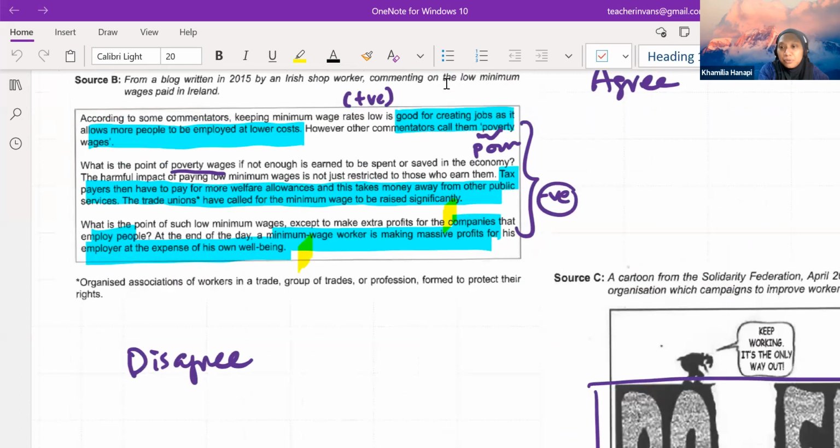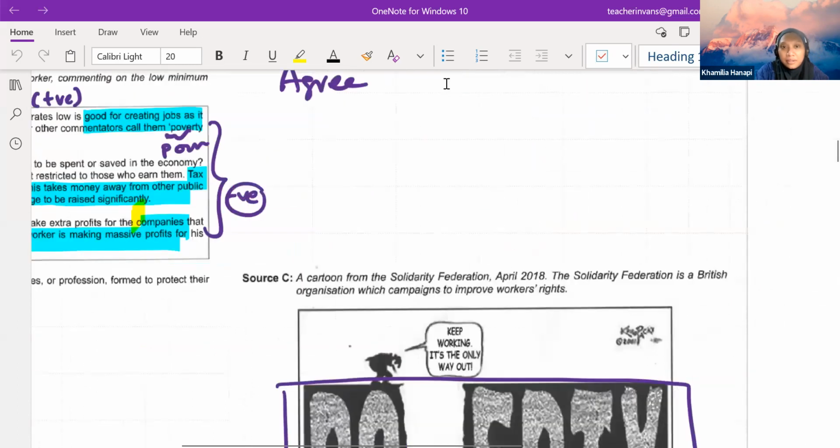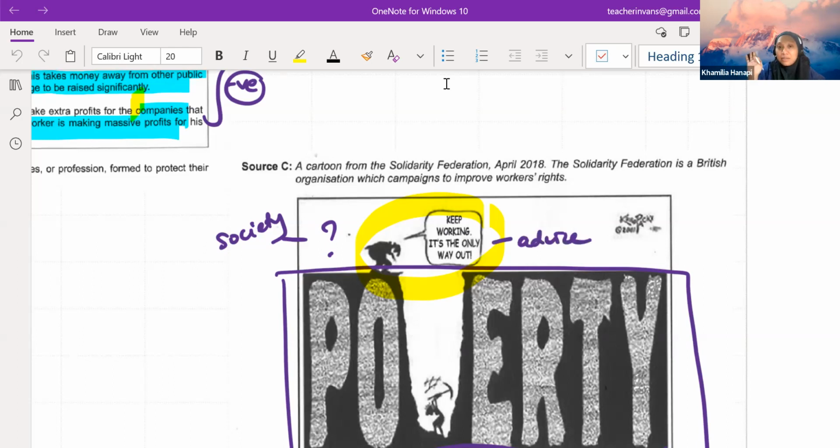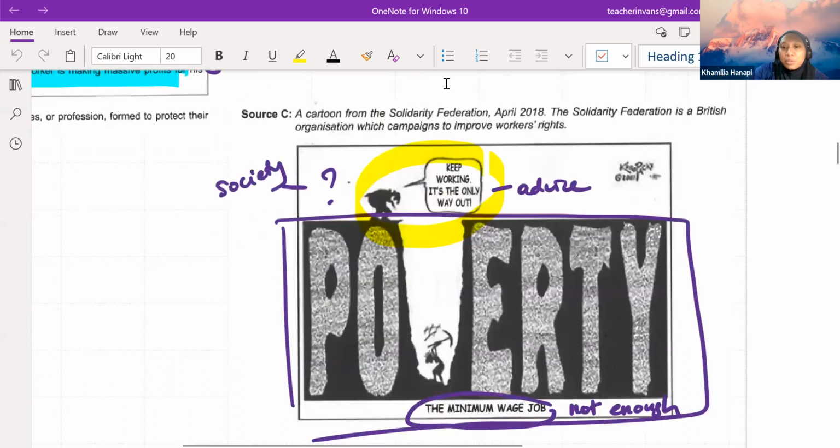And then if you look very carefully, a cartoon, workers improve rights. This person here says, keep working is the only way out. You do not know whether this person here is a rich person. You do not know whether this person here symbolizes the entire society. Or is this person being sarcastic? Keep working is the only way out. For all you know, this person is saying that keep working is the only way out, it is advised. Correct? There's nothing that says. It just says that it improves an organization with campaigns to improve workers' rights. Correct? So this is the tricky one.